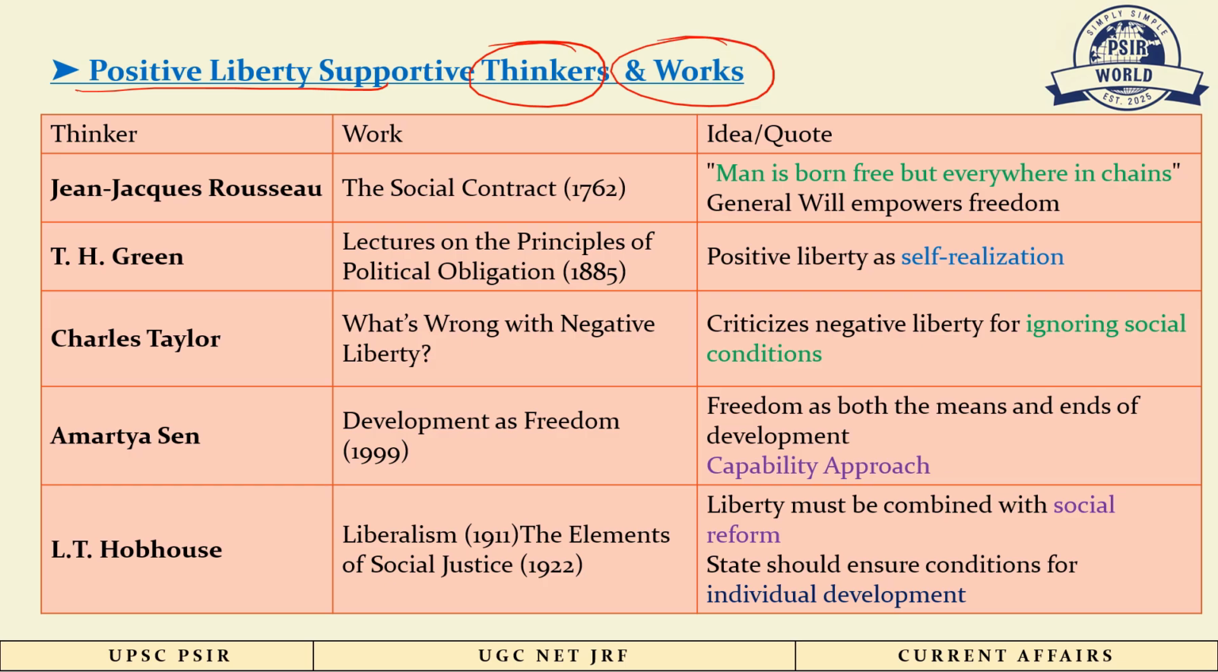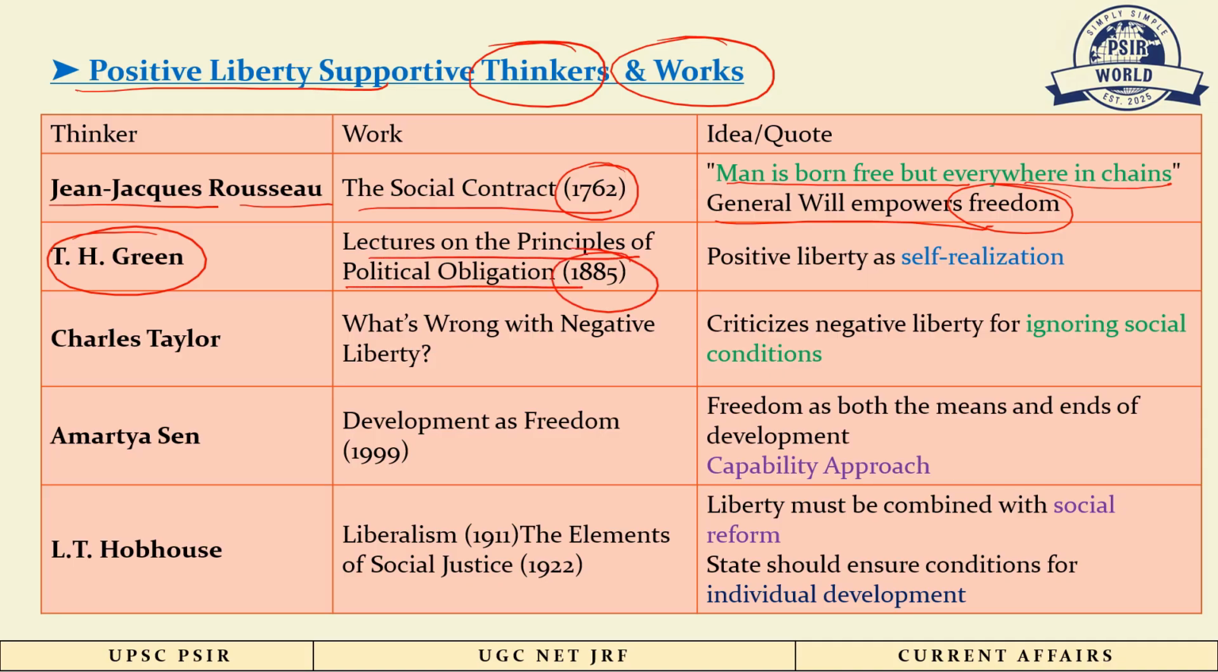The first thinker is Jean-Jacques Rousseau or J.J. Rousseau. His work is The Social Contract, 1762. He says that man is born free but everywhere in chains. He says that the general will empowers freedom. T.H. Green, most famous work is Lectures on the Principles of Political Obligation, 1885. He sees positive liberty as self-realization.